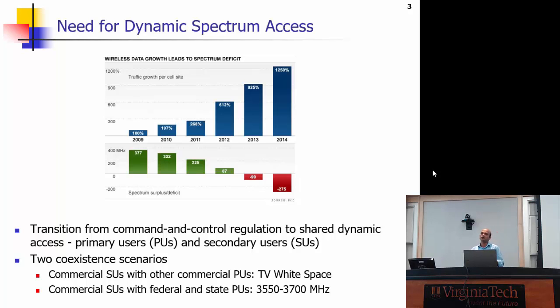Now we could divide the concept of coexistence of the primary user and the secondary user into two scenarios. The first is when commercial users are sharing the spectrum with other commercial secondary users. The other scenario is when federal or state users are the primary users, sharing the spectrum with commercial users.